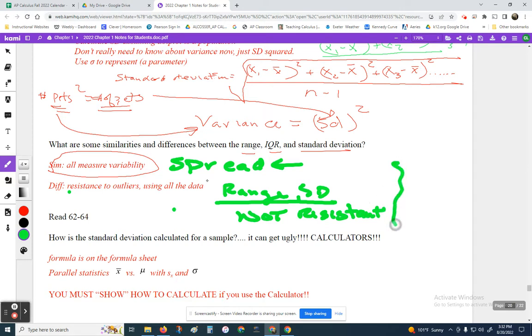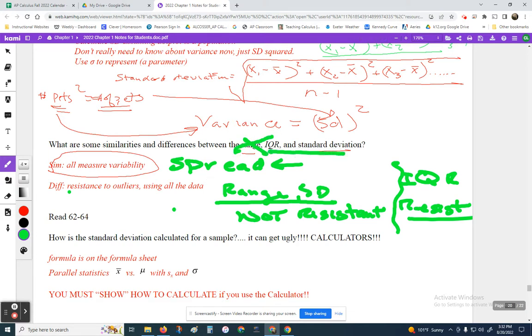Okay? Our IQR is resistant. All right. I did it in big letters because that's super important. Okay? So these three measure spread. We really don't use range that much. We really focus on those two.